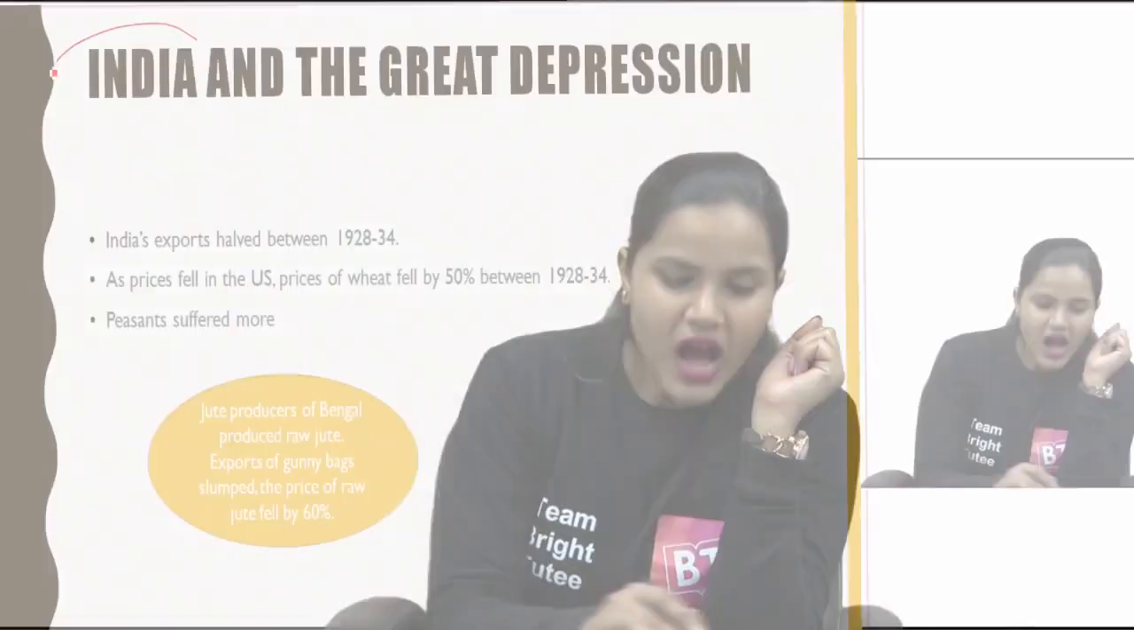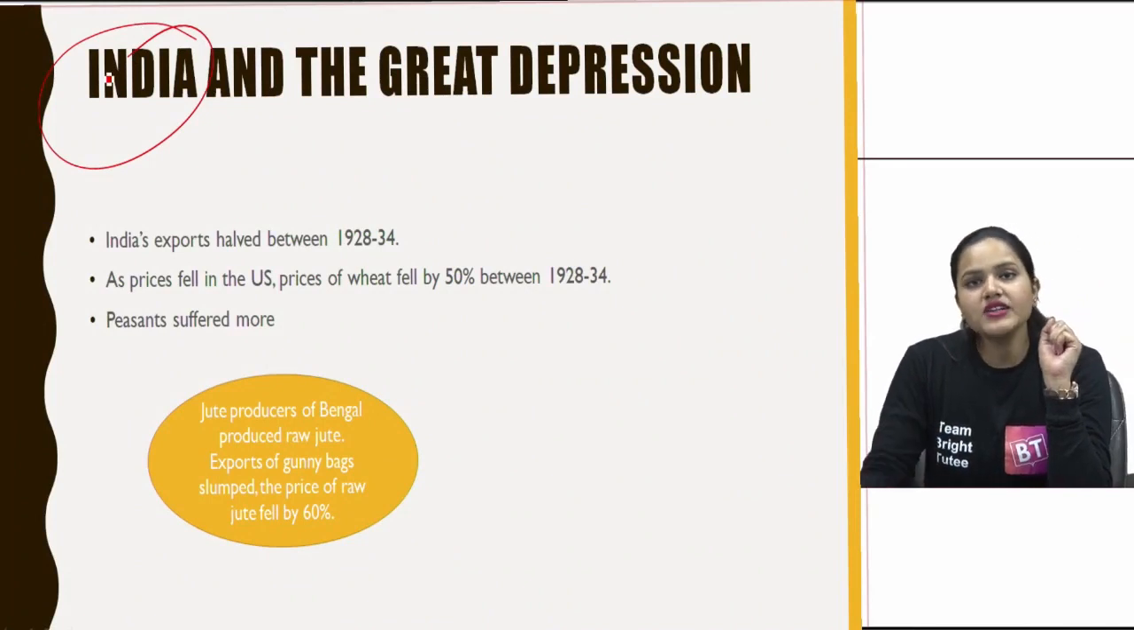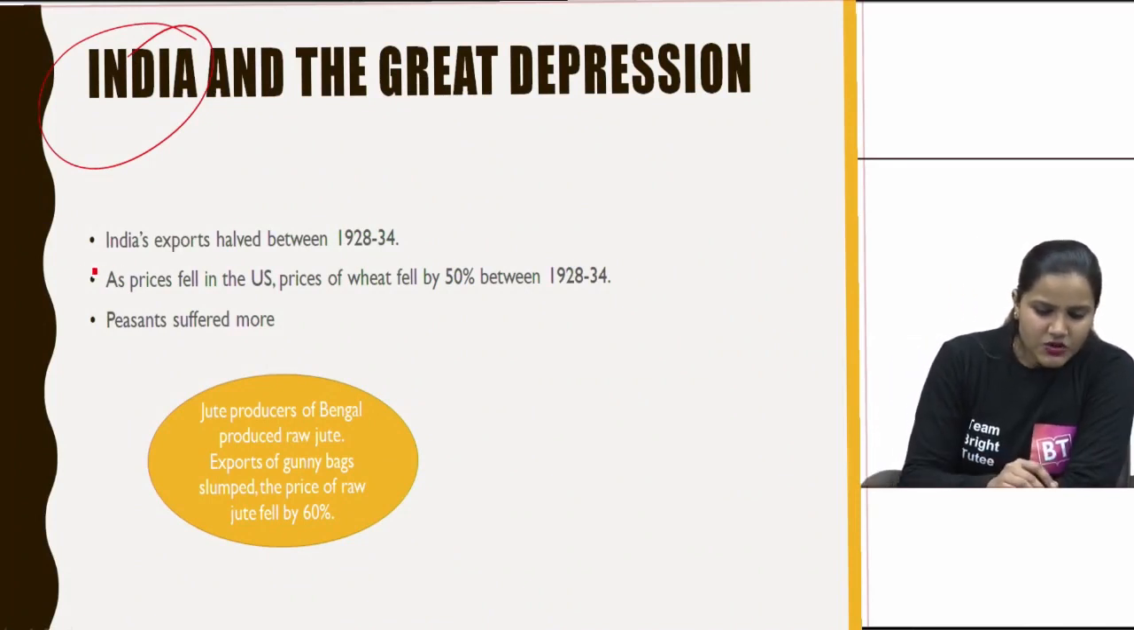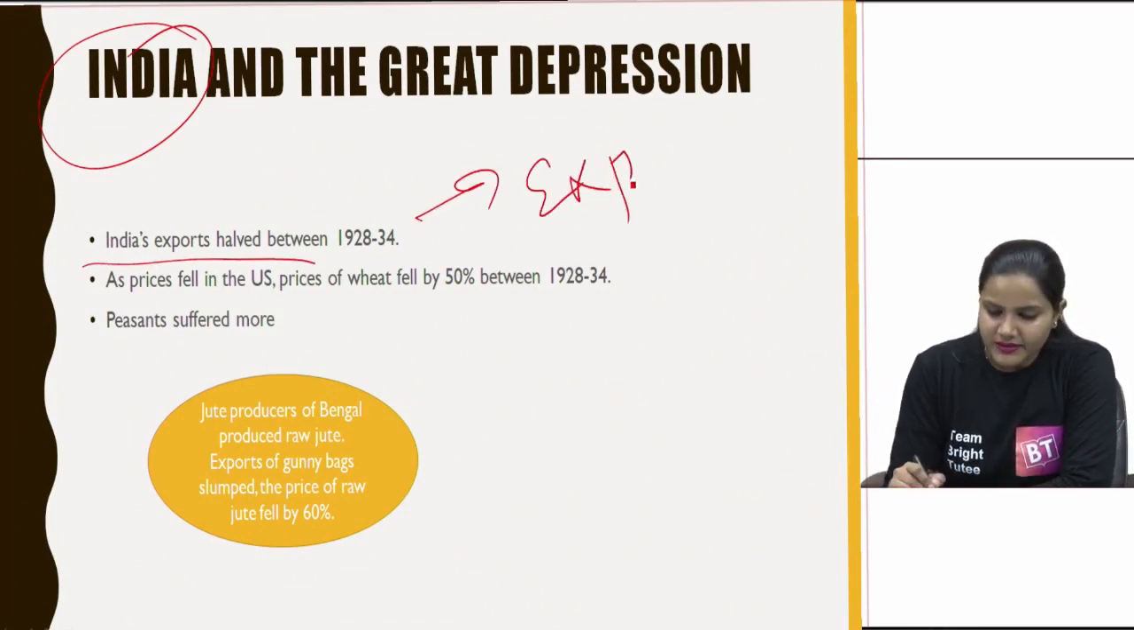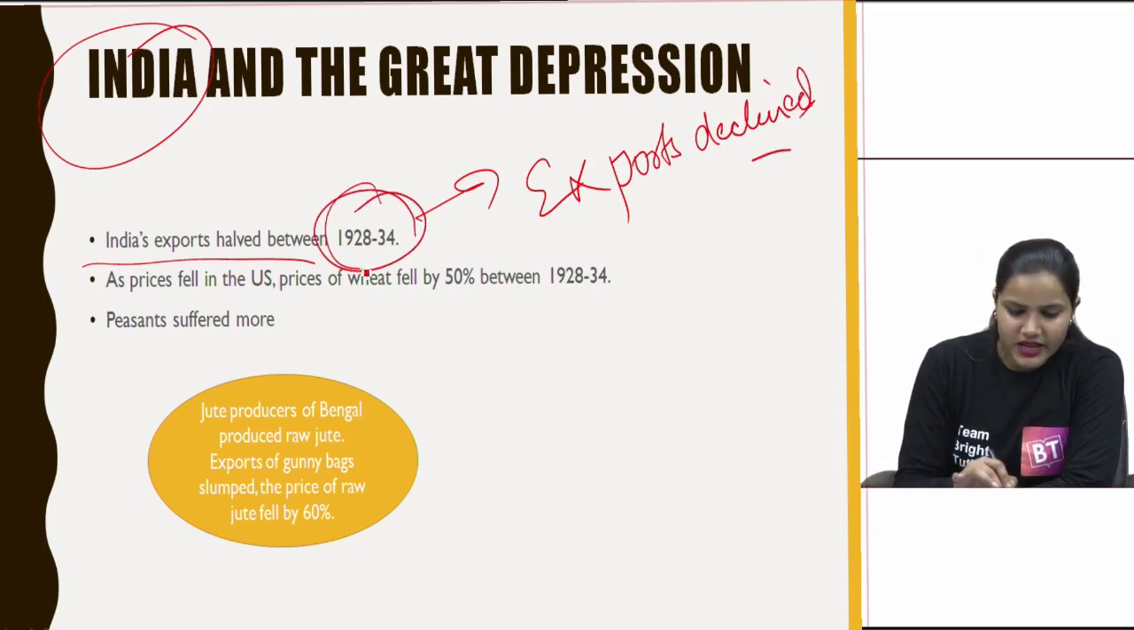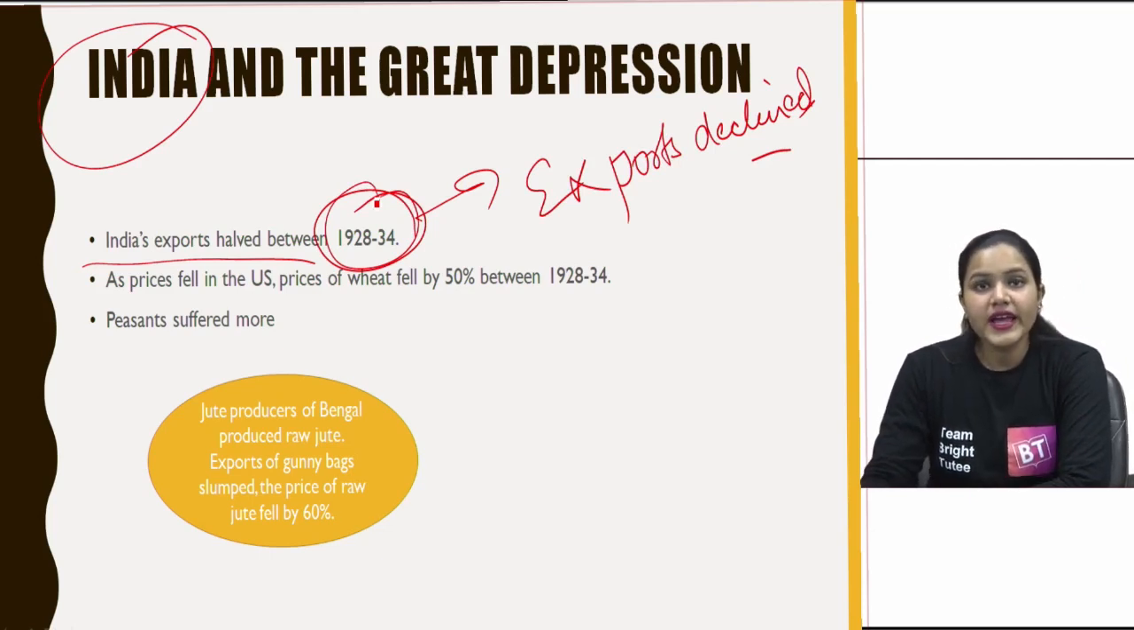Now coming to our country here. We have understood the whole concept of the Great Depression and the factors that led to it. Here we have to talk about how our country was impacted by the Great Depression. So we also see that in India, the exports declined. Somewhere near 1928 to 1934, India's exports declined.